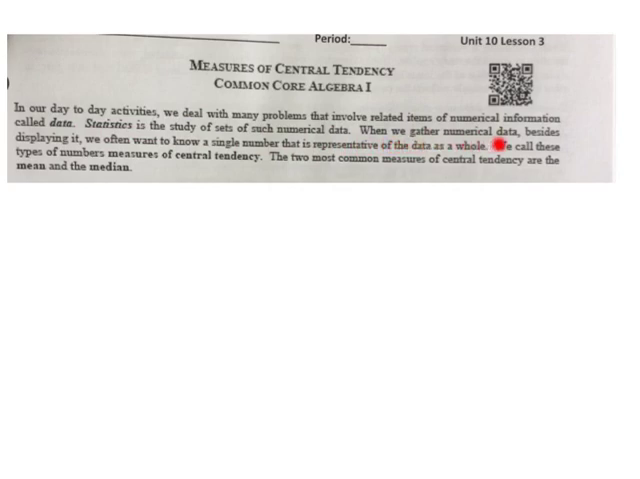When we gather numerical data, besides displaying it, we often want to know a single number that is representative of the data as a whole. We call these types of numbers measures of central tendency. I want you to underline that keyword, measures of central tendency, because on the Regents exam, they're going to say to you, what are the measures of central tendency? And you have to know what they're talking about. They're talking to you about these words. The most common ones are mean and your median. And that's what we're going to talk to you about today.